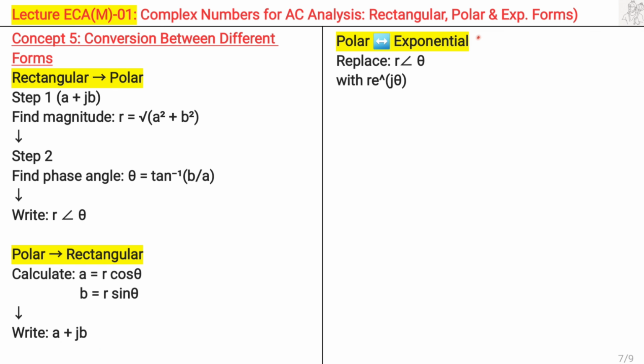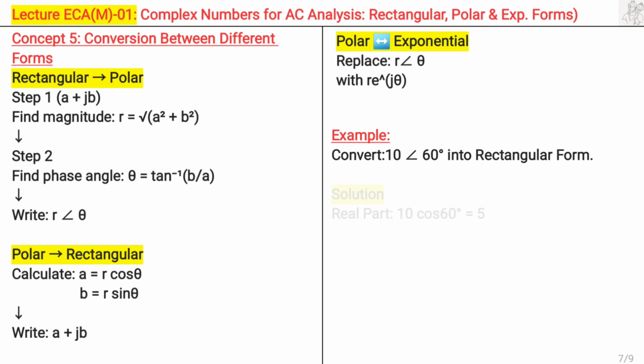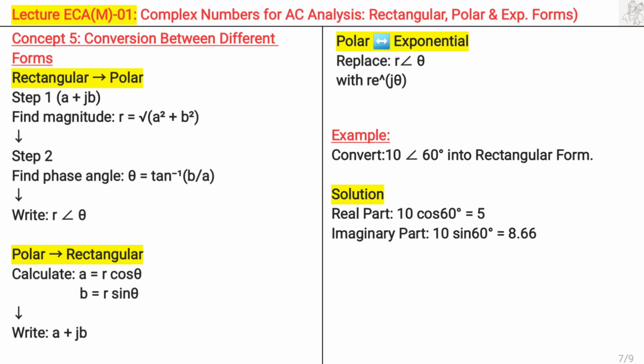And finally, polar to exponential form. If we have a polar form, that is R angle theta, it is directly written in exponential form, that is R e raised to the power j theta. Let's see an example. Convert this polar form complex number into rectangular form. Pause the video and solve it. So the real part becomes simply R cos theta, that is 10 cos 60, which is 5. The imaginary part becomes R sin theta, that is 10 sin 60, which is 8.66. Therefore, the rectangular form becomes 5 plus j8.66.